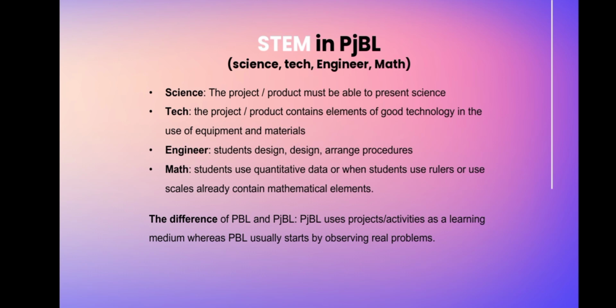STEM in PjBL: Science, Technology, Engineer, Mathematics. Science: the project or product must be able to present science. Technology: the project or product contains elements of good technology in the use of equipment and materials. Engineer: students design and arrange procedures. Mathematics: students use quantitative data, or when students use rulers or scales, it already contains mathematical elements.